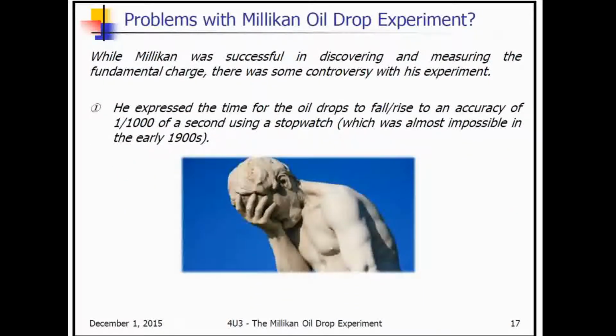So while Millikan was successful in discovering and measuring the fundamental charge, there was some controversy with his experiment. He expressed the time for the oil drops to fall or rise to an accuracy of 1/1000th of a second using a stopwatch. And that was not possible using the technology he had at the time. So this is just bad science. And this is partly why we should use significant digits. He was basically expressing his answers with greater accuracy than the tools with which he was using, which caused a lot of people to disregard his data and his results.